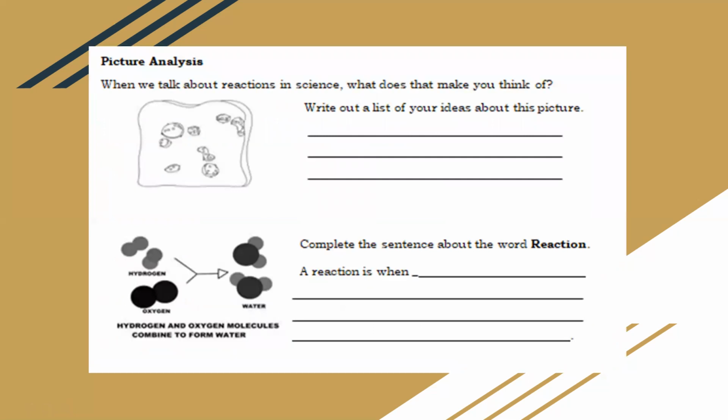Another one, we have picture analysis. When we talk about reactions in science, what does that make you think of? Write out a list of your ideas about this picture. So we have here a sandwich. Okay. Next, complete the sentence about the word reaction. So our reaction is when blank. So we'll be having here hydrogen and oxygen molecules combine to form water. So we have hydrogen and oxygen. Then if we combine the two, then it will produce water.